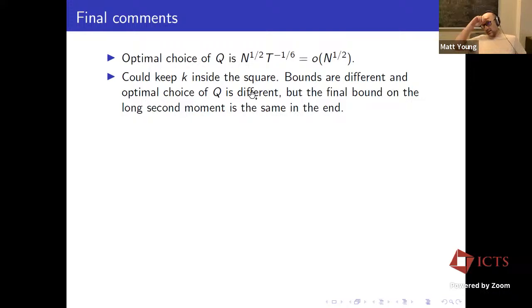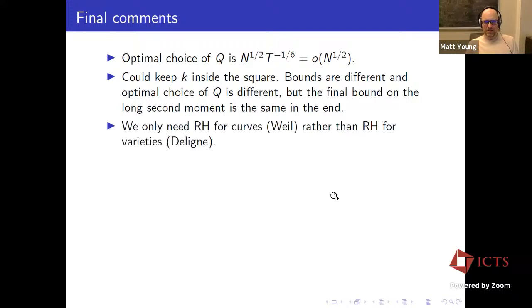And this is just a technical comment. We could have kept k inside the square. We did the whole method that way for quite a while, and all the bounds look different, but it turned out the bound on the second moment at the very end was the same as what we got by not doing anything interesting with k. So having k just be a trivial variable on the outside made everything simpler, so we did it that way. But anyway, that's just a side comment.